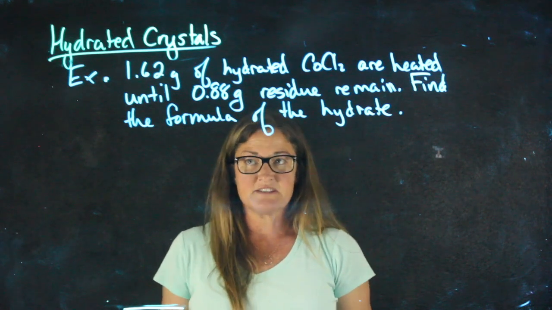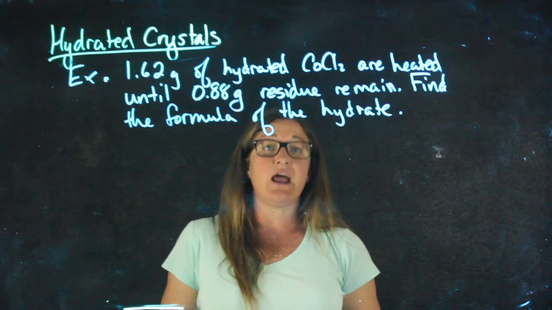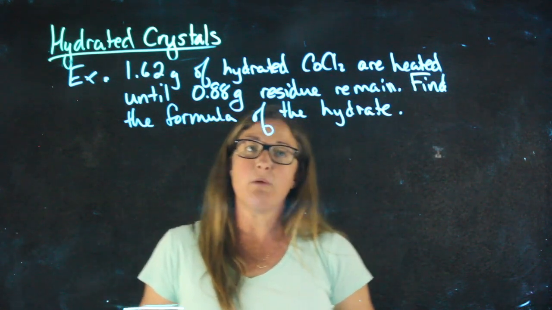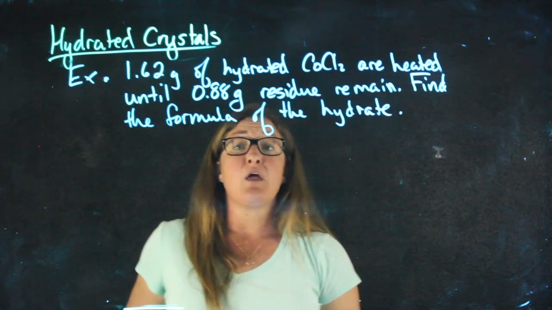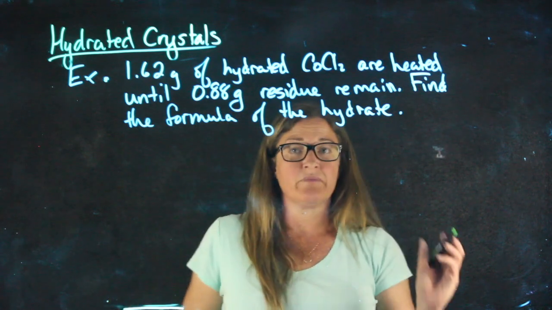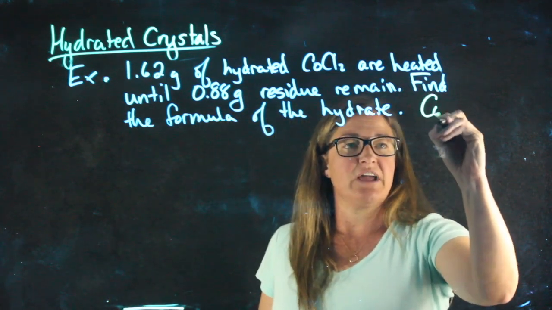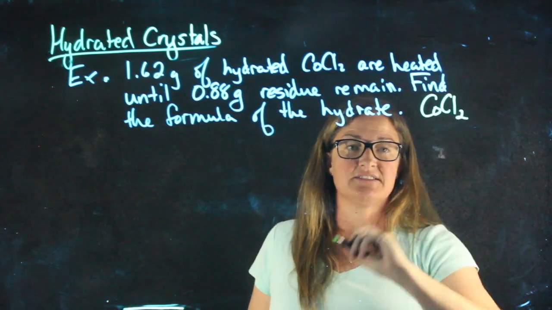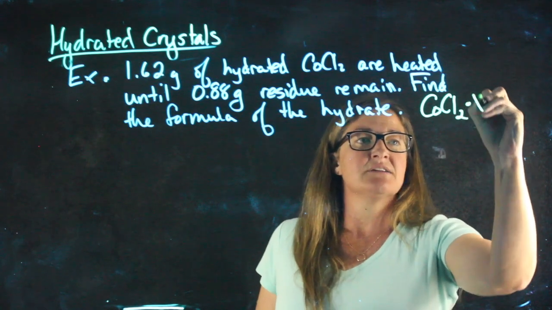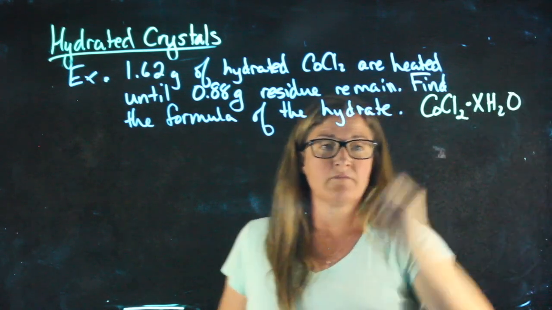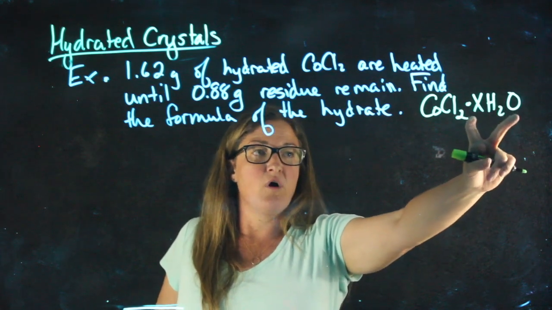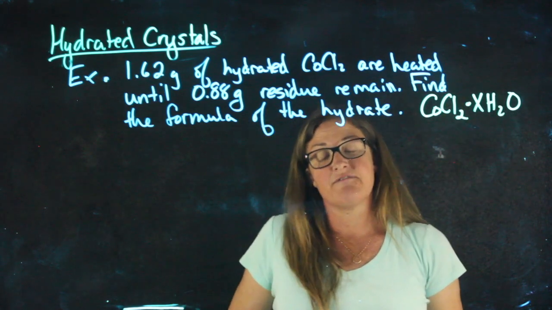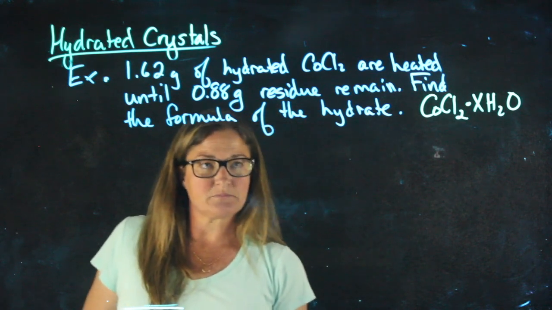Here's an example for us. 1.62 grams of hydrated cobalt chloride are heated until 0.88 grams of residue remain. We're going to find the formula of the hydrate. So when I say find the formula of the hydrate, we're going to want to have something like this: CoCl2 dot some number of waters. That X represents how many times more moles of water I have than moles of cobalt chloride.